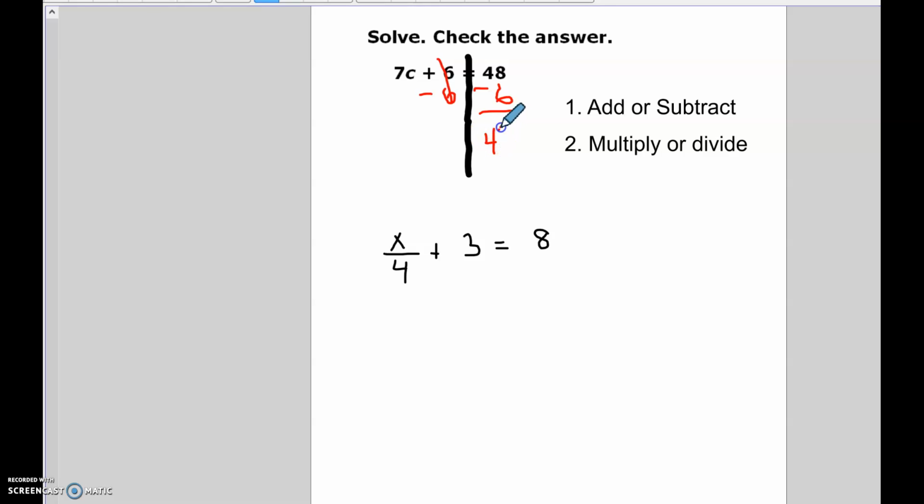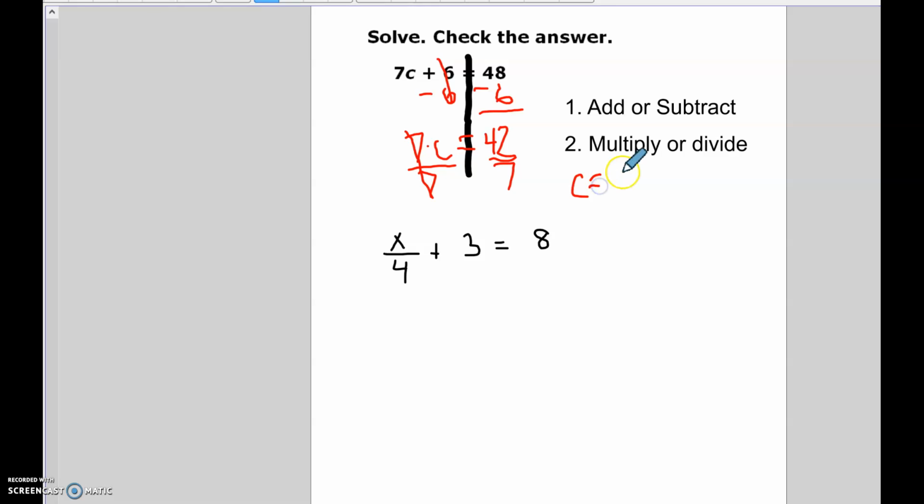So what I'm left with is 7 times what, because 7c means 7 times c, equals 42. And what we're going to do next is multiply or divide. This is multiplication, so the inverse of that is division, and we show division like a fraction bar in algebra. So we divide by 7 on each side to balance it. 7 divided by 7 cancels, and what's left is c equals, well, 42 divided by 7 equals 6. So c equals 6.